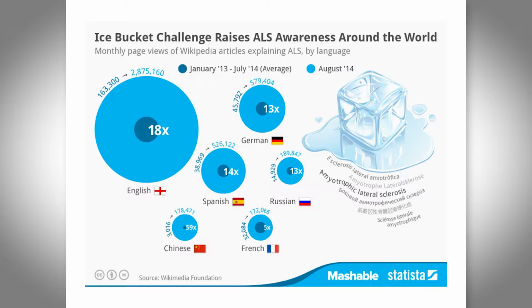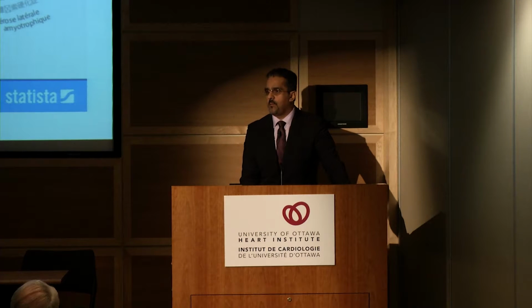This is in 1 month. The searches for ALS, how do people learn? They Google stuff. Google sends them to Wikipedia most of the time, right? 18 times more searches in 1 month than the whole year before it on Wikipedia. Why are people looking for it?